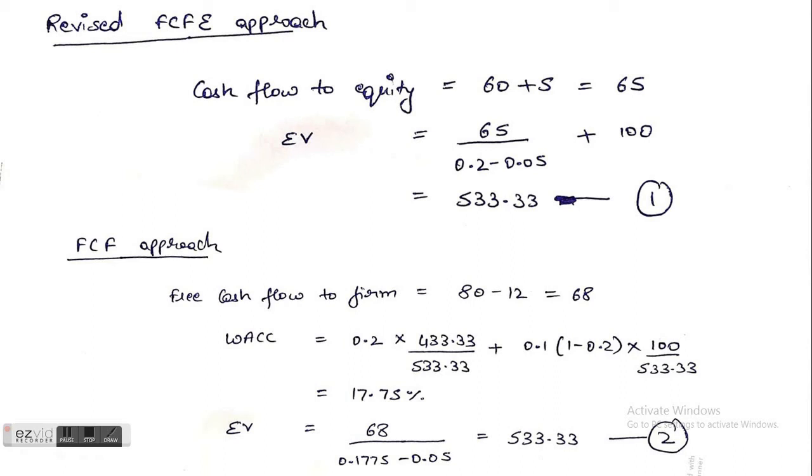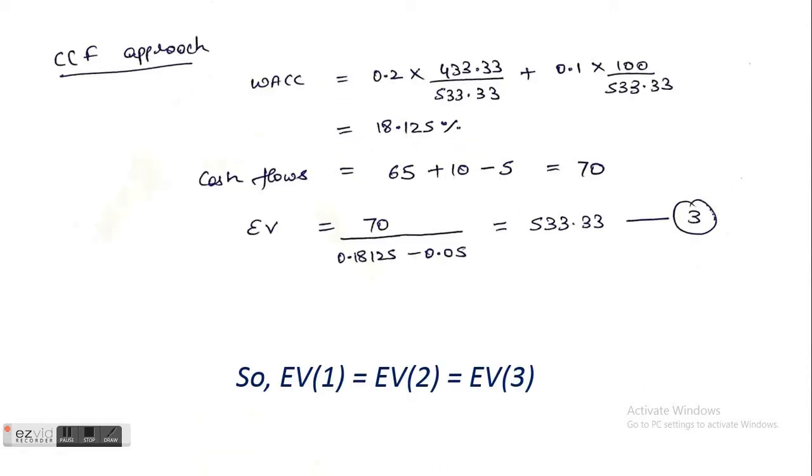Let's now look at the free cash flow to the firm approach. In this case, the free cash flow to the firm remains the same, which is 80 minus 12. Why is this? Because equity shareholders get 5 more, however the debt holders get 5 less, and hence the numerator remains the same, which is 68. The WACC formula here remains the same, however the values differ, and hence the enterprise value now comes at 533.33. We simply calculated it using the same formula but with different values this time.